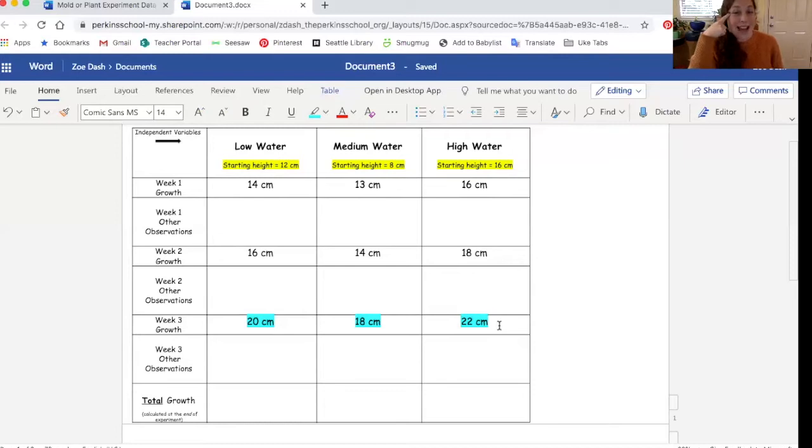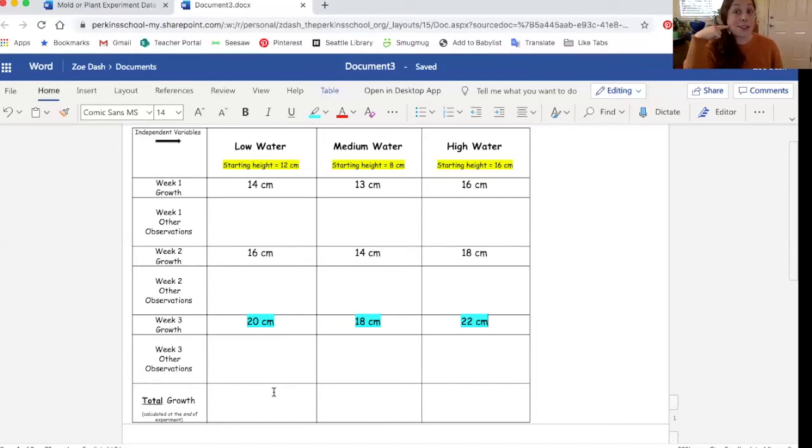But did that plant actually grow the most? If you take into account that it was already 16 centimeters when you started, here's what you need to do to figure that out for total growth. And before I even tell you, I want you to take a guess. What math would you do right now to figure out how much these plants grew from the beginning of the experiment, from their starting height to the final height in week 3? How would I figure out what the difference was between those numbers?